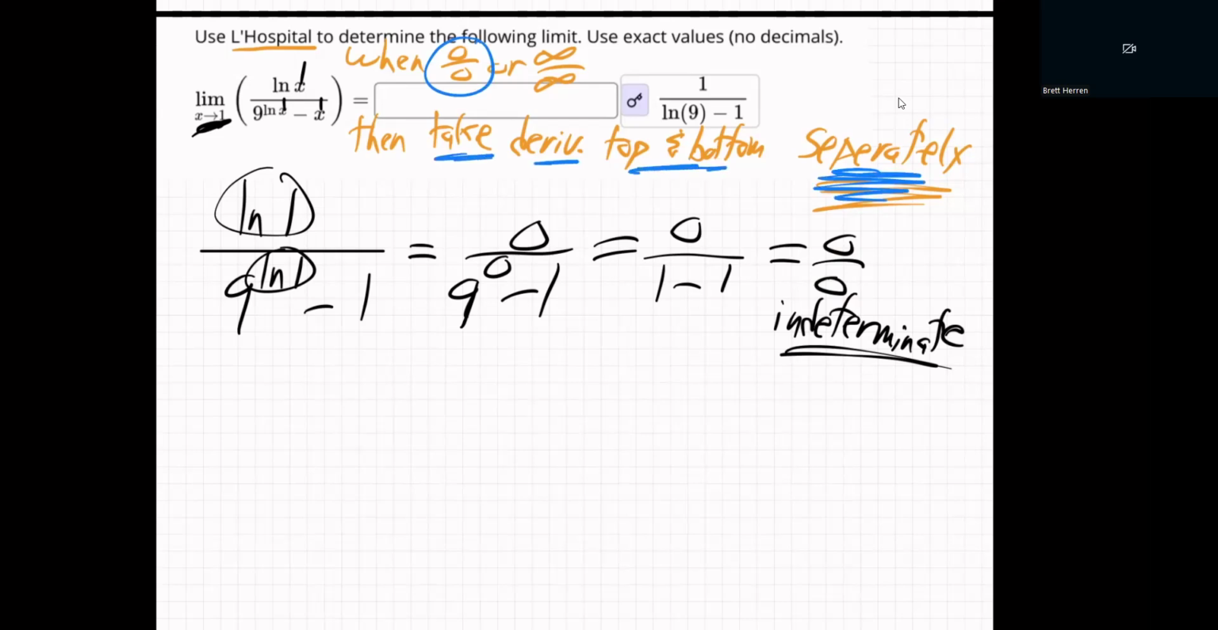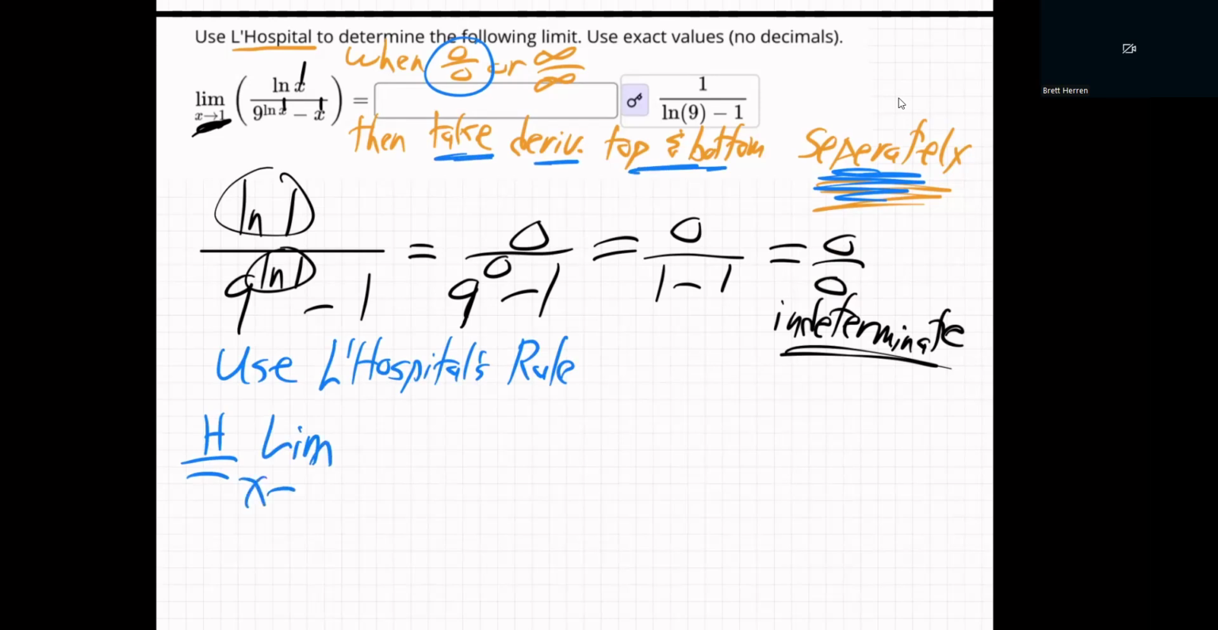You do L'Hopital's rule. Here we go. The way a lot of people say that, they put an H over there, saying I'm on the next step, I'm using L'Hopital's rule. You don't have to. It's kind of tradition, though. There's a few traditions in calculus. Okay, so here we go.